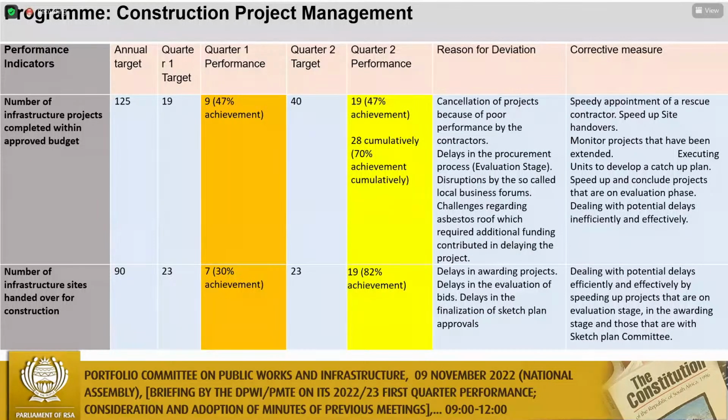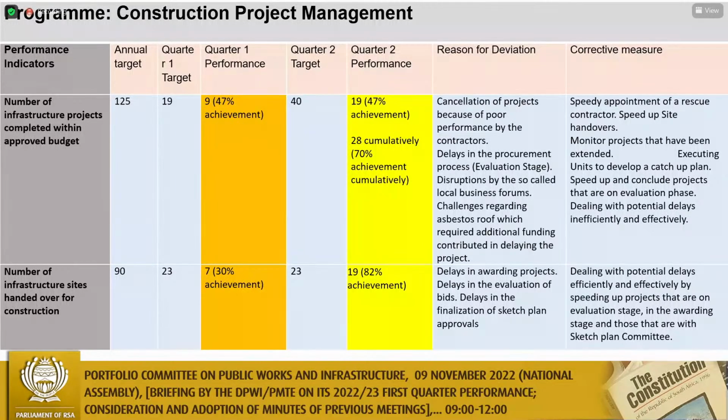That is similar for infrastructure projects within budget. We had a target of 19, where only 9 projects were completed within budget, translating to 47%. Again, similar challenges of cancellation of projects and poor-performing contractors. I think we are noting this as a performance risk. In terms of contractors, we're also looking at cost risk in terms of the budget spend, and that has a ripple effect on the overall budget when it comes to completed infrastructure projects.